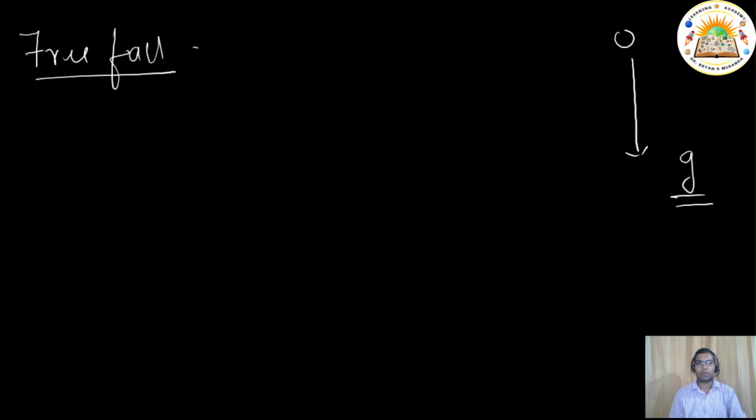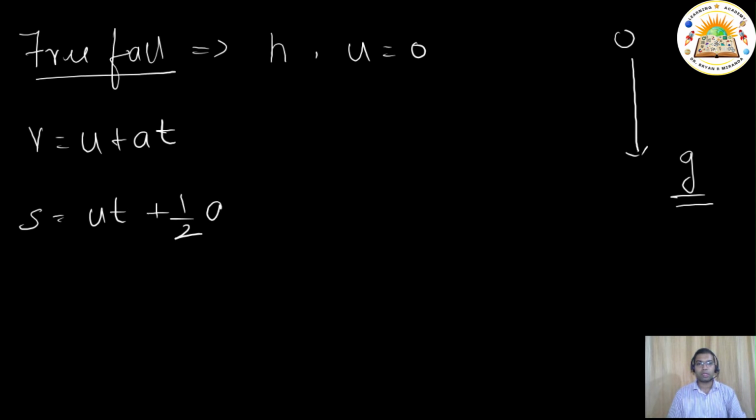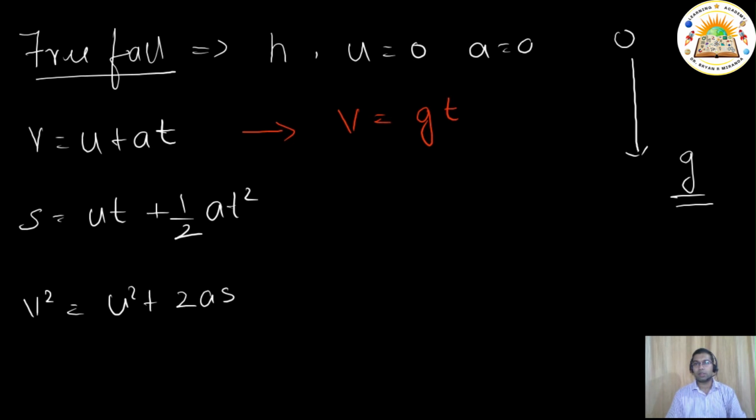So when we look at free fall, the object is at a height h, and the initial velocity is 0 because it is dropped from rest. So our equations of motion, that is V is equal to U plus AT, S is equal to UT plus half AT square, and V square is equal to U square plus 2AS, can now be written as V is equal to GT, because the acceleration is nothing but acceleration due to gravity.